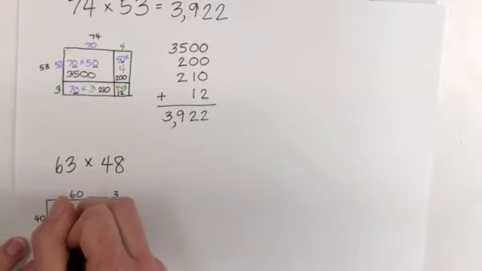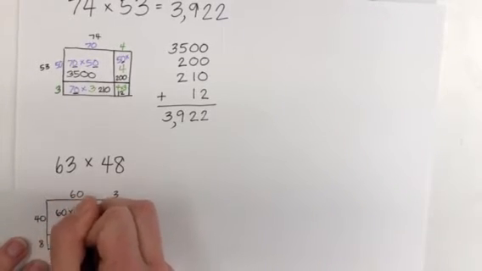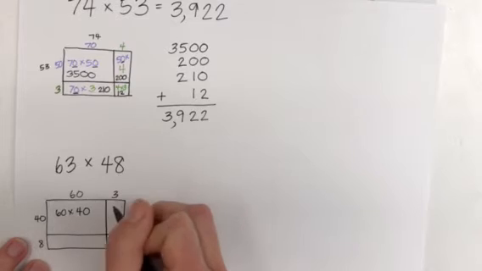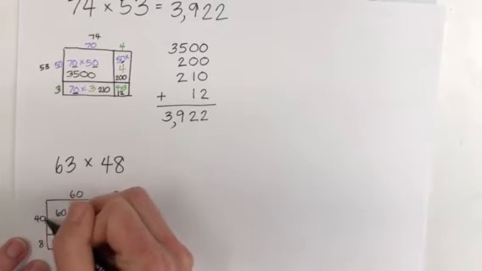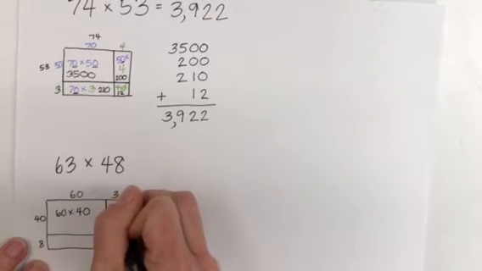Down here I have 60 times 40. And here I've got 40 times 3.